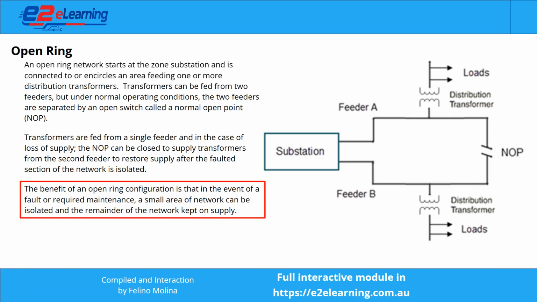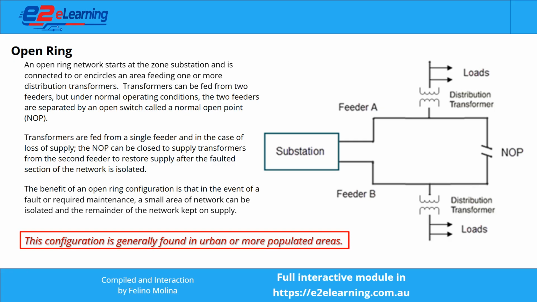The benefit of an open ring configuration is that in the event of a fault or required maintenance, a small area of network can be isolated and the remainder of the network kept on supply. This configuration is generally found in urban or more populated areas.